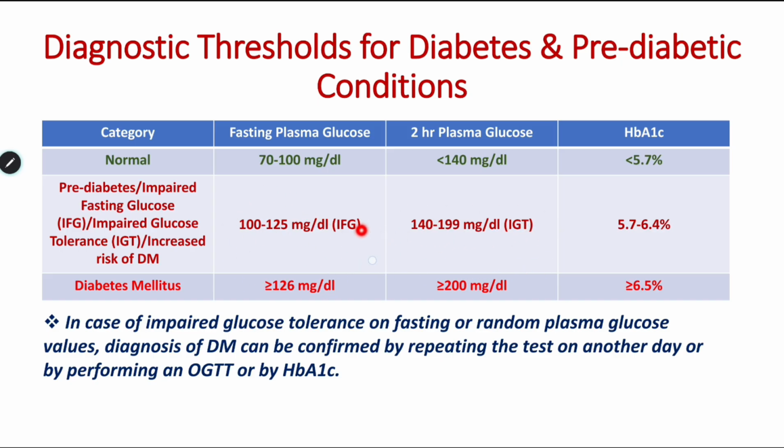Like if fasting is in pre-diabetic range, then you can do a 2-hour oral glucose tolerance test. You can check the HbA1c. If HbA1c turns out to be more than 6.5, or 2-hour glucose turns out to be more than or equal to 200, then the person is diabetic, even though fasting is in the impaired fasting glucose category.